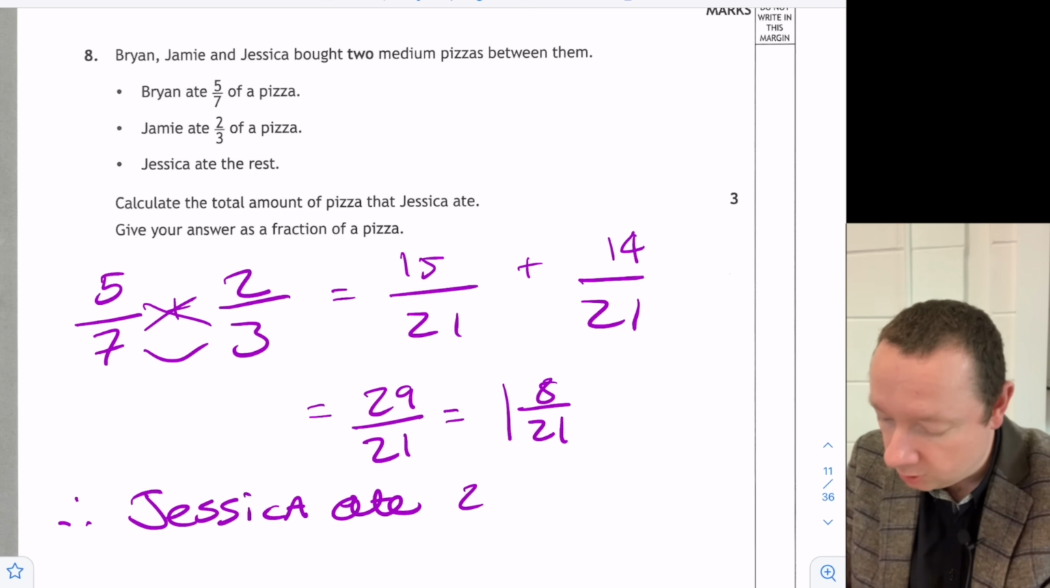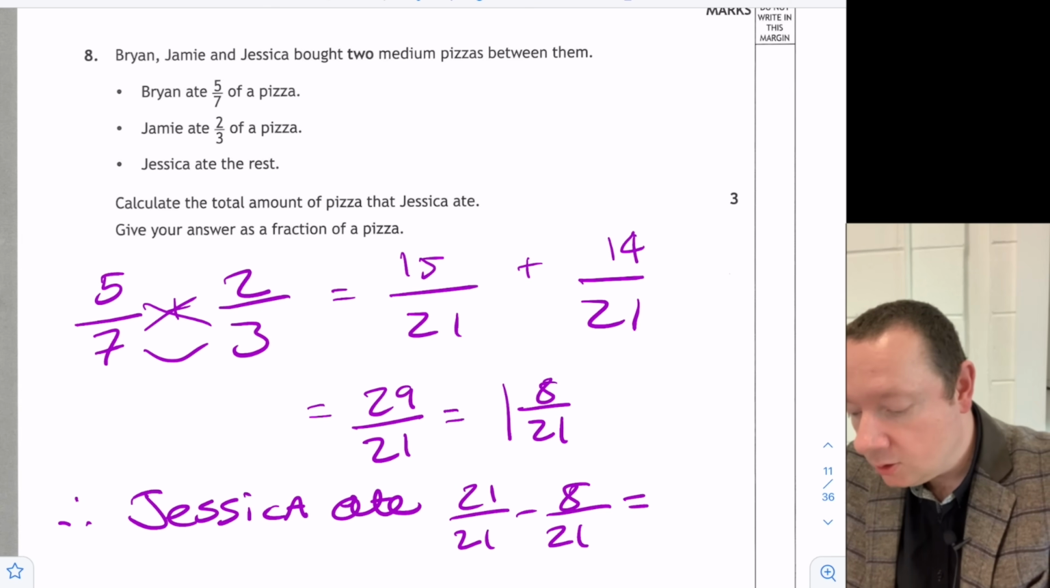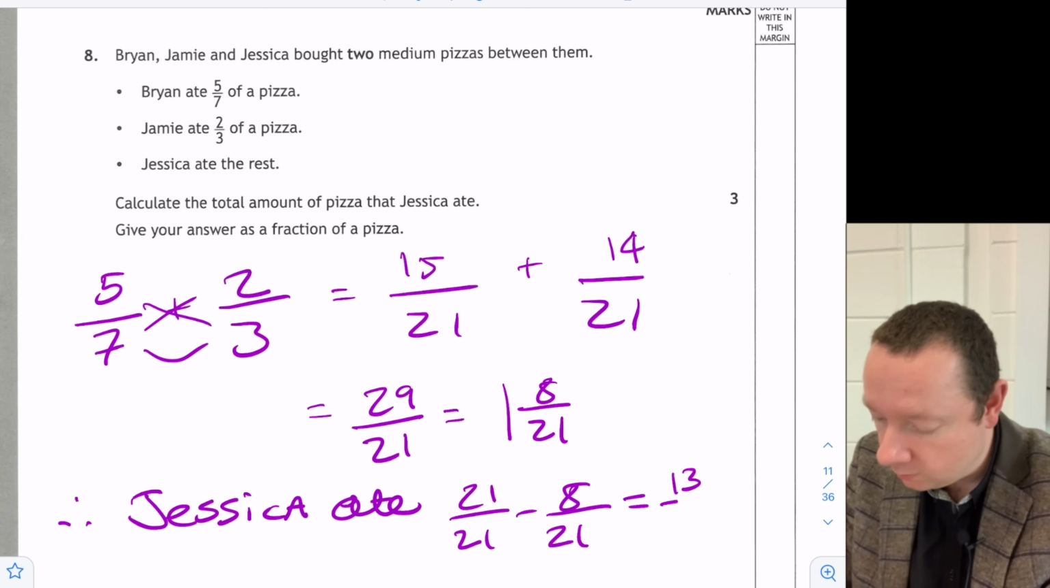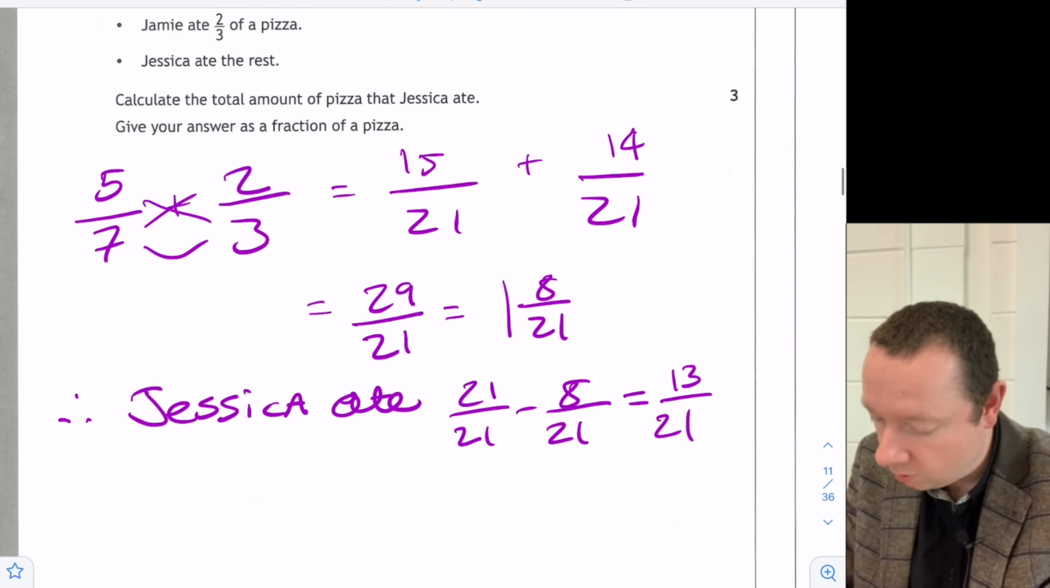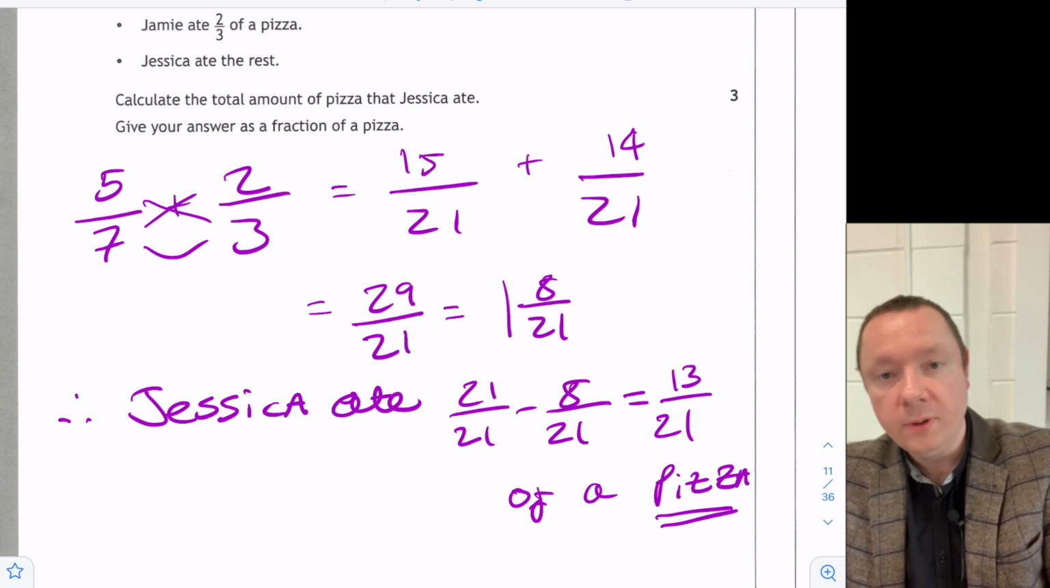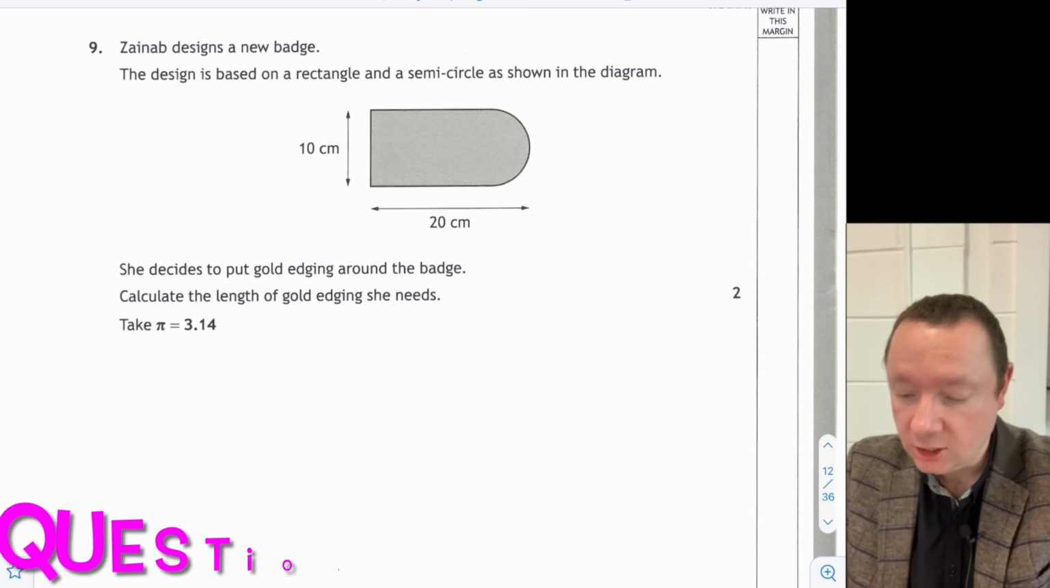So 21 out of 21 minus 8 out of 21 to be clear. 21 becomes 11, 12, 13 out of 21s of a pizza. And I suppose you just need to check, can you simplify 13 out of 21? Well, you can't because they're co-prime. So we're done.